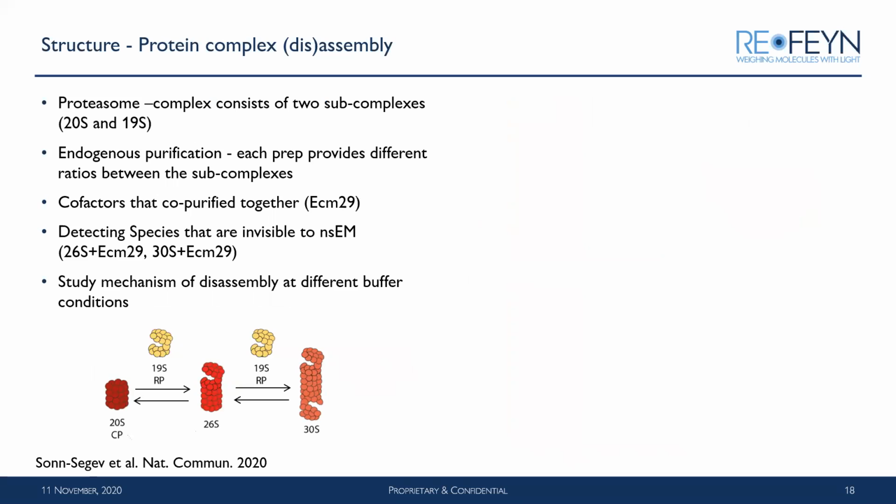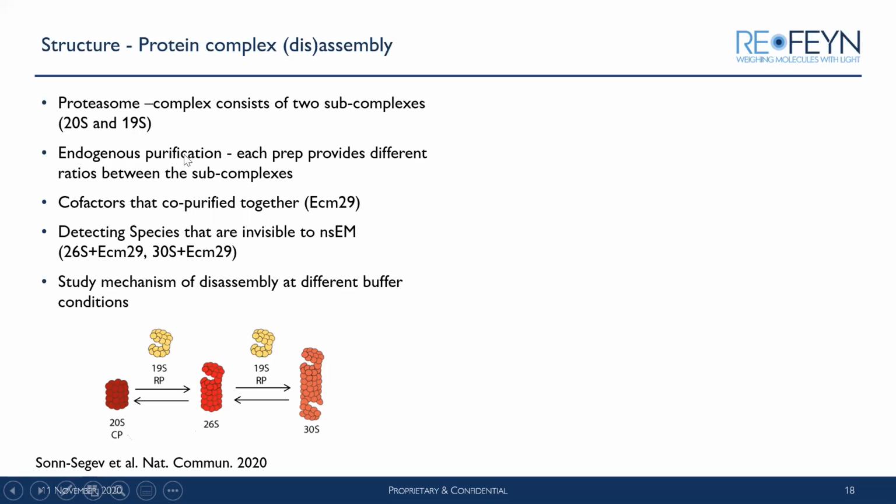Okay, another example of structure, which is also related to studying it at different buffer conditions, is basically observing the disassembly of proteins with salt. Here it's an example from a proteasome, which is a complex that consists of two sub-complexes. It's a huge complex. The 20S is 700 kilodalton, and the 19S is 800 kilodalton. And specifically, what I'm going to show you here is an endogenous purification.